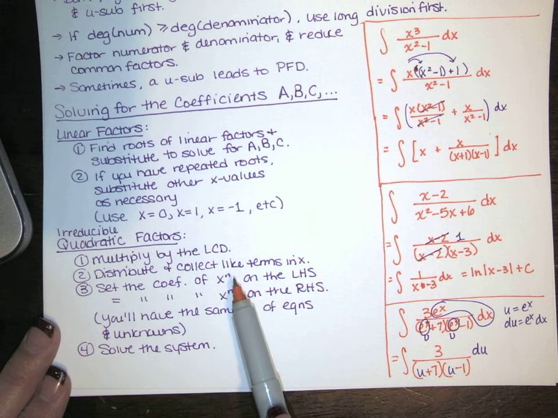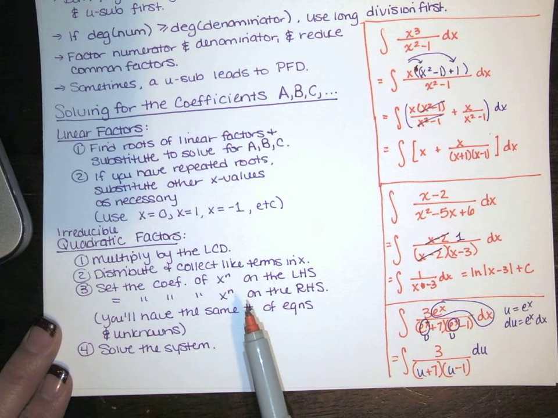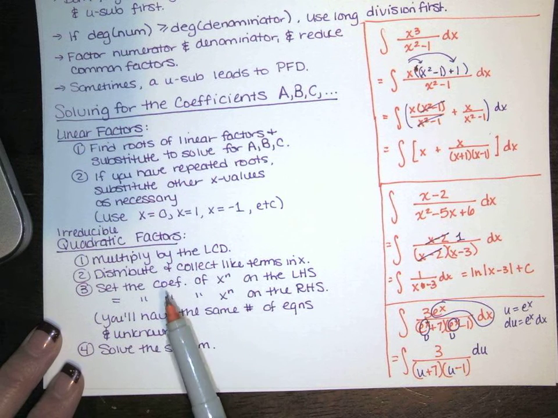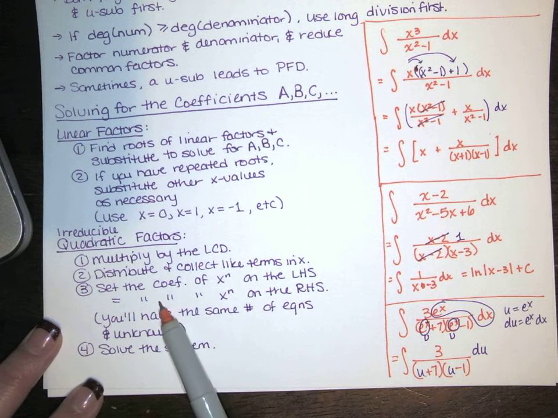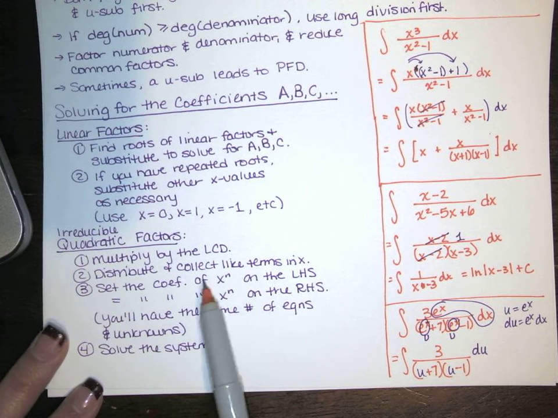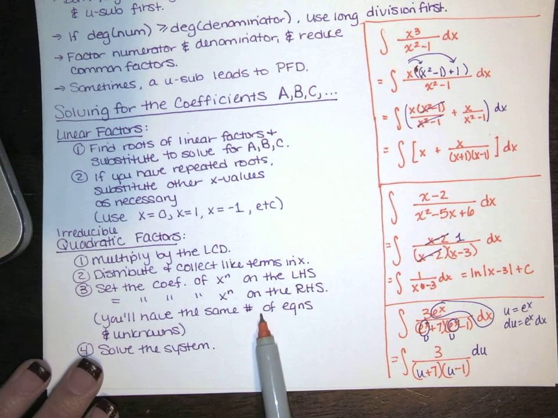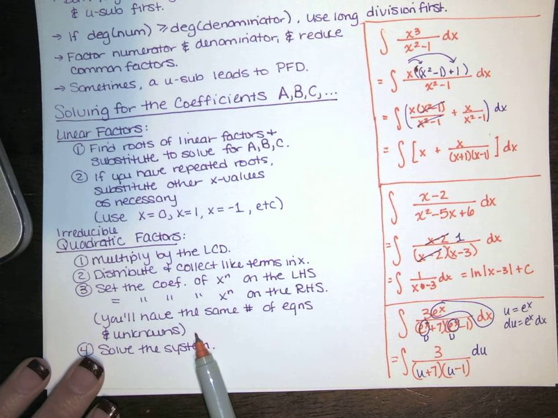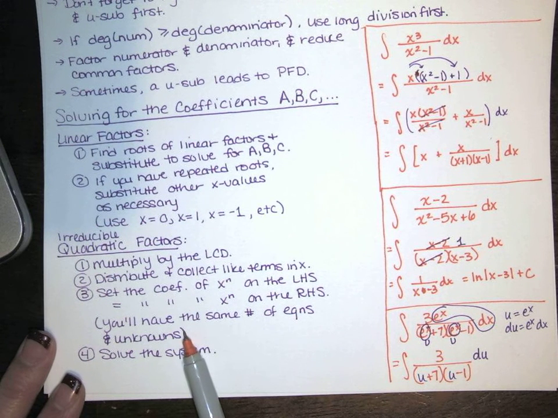The way we find the coefficients, a, b, c, d, however many coefficients we're looking for, is we set the coefficient of x to the n on the left-hand side equal to the coefficient of x to the n on the right-hand side. So the coefficient of x cubed on the left equals the coefficient of x cubed on the right. The coefficient of x squared on the left equals the coefficient of x squared on the right, and so on. The constant term equals the constant term. You're going to have the same number of equations as you have unknowns. So you might have 2 equations and 2 unknowns, 3 equations and 3 unknowns, 4 equations and 4 unknowns. It doesn't matter. You're going to have the right number of equations for the number of unknowns you have. Then solve that system of equations.